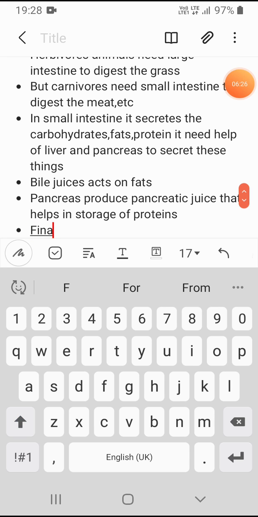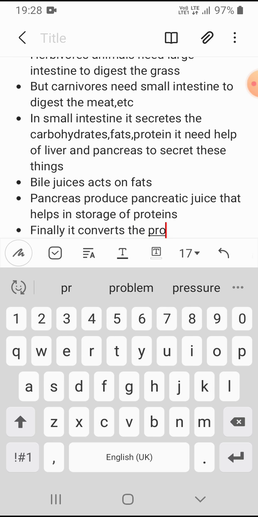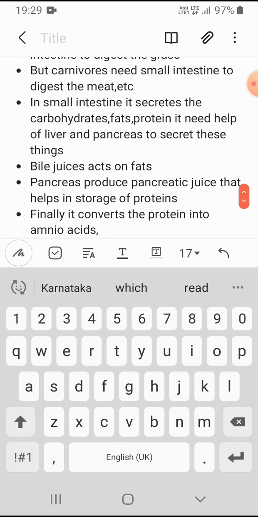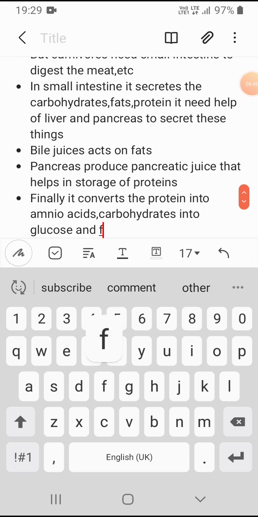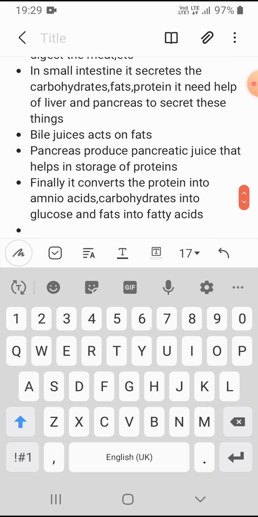And finally, it converts the protein into amino acids, carbohydrates into glucose, and fats into fatty acids.